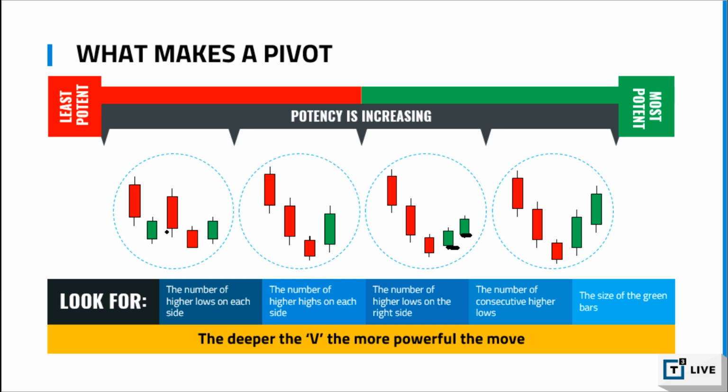Here, we had a higher low than the previous candle, but the next bar made a lower low. So no consecutive higher lows. Does that make sense? So consecutive higher lows is important. And last but not least, the size of the green bars. So the bigger, the better. The bigger, the more likely it's institutional money and not just a couple of guys playing with themselves.